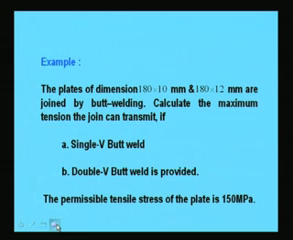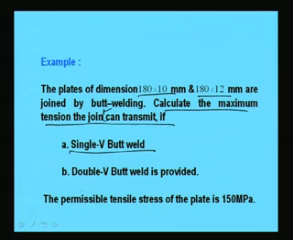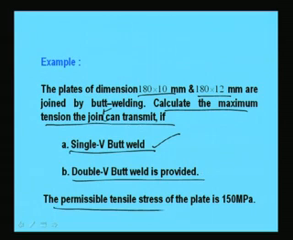Say, how to design a butt weld. Two plates of dimension 180 by 10 and 180 by 12 mm are to be joined by a butt weld. Now, we have to calculate the maximum tension the joint can carry using single V butt weld and double V butt weld. If we provide single V butt weld, what maximum tension can the joint carry, and if we provide double V butt joint, what tension can it carry? Assume the permissible tensile stress of the plate as 150 MPa.